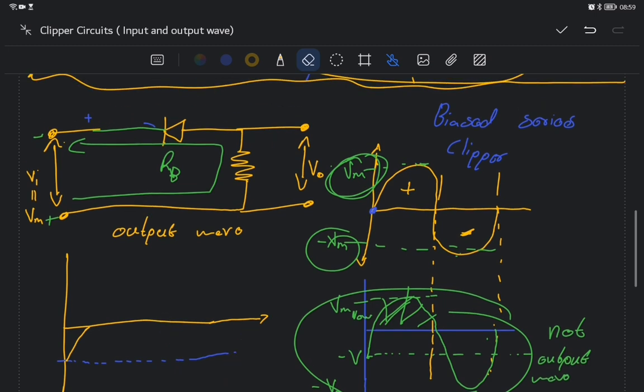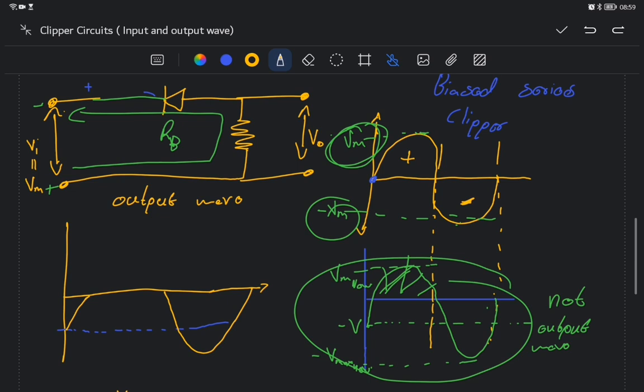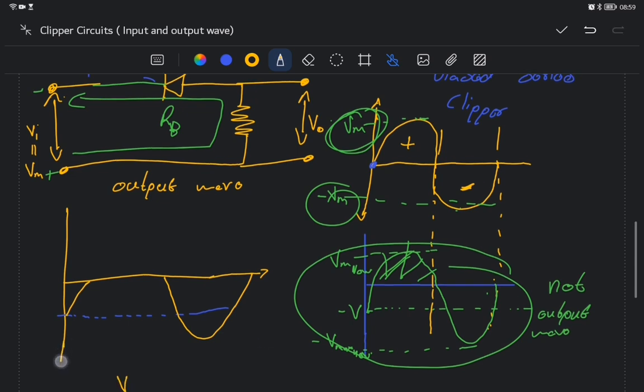So meaning that right there on the bottom, that is a negative V max.